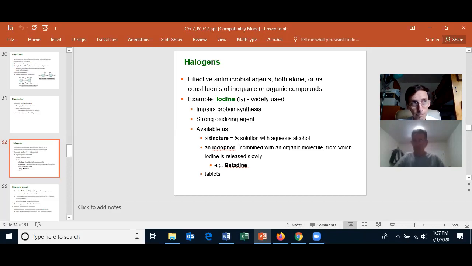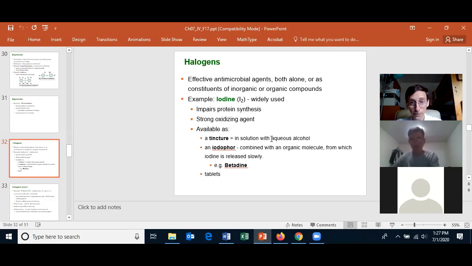It used to be very common before surgery. There are now more modern agents that they sometimes use, but in the 1960s this is something they used before surgery all the time. It's still used today, especially for minor surgery. It can be used as an iodophore combined with an organic molecule, in which case the iodine is slowly released. An example of that is Betadine. It's also available in tablets, and I've used iodine tablets to purify drinking water that had potentially been contaminated.